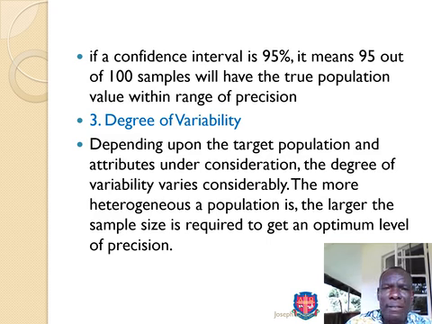The third criterion for sample size is the degree of variability. Depending upon the target population and the attributes under consideration, the degree of variability varies considerably. The more heterogeneous a population is, the larger the sample size required to get an optimum level of precision.